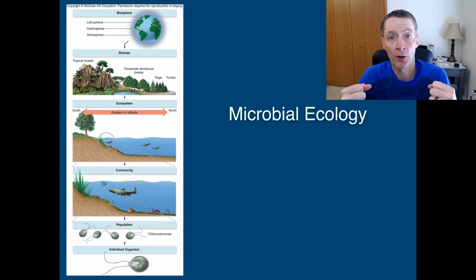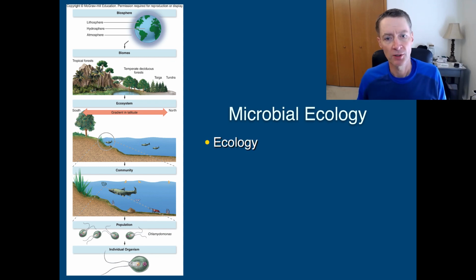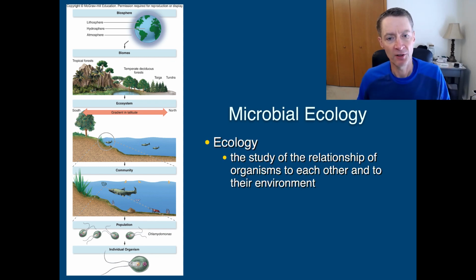Some of them are in complete conflict with one another. Some of them have symbiotic relationships that allow each of them to grow better and to thrive. And this is what microbial ecology is all about. The definition of ecology is the study of the relationship of organisms to each other and their environment. So when you add the and their environment, that adds the abiotic factors in.